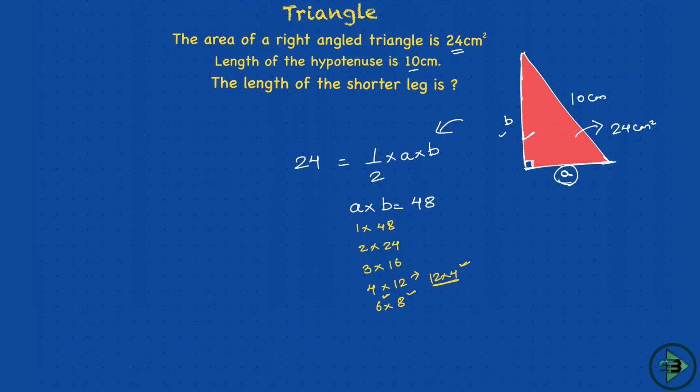The length of the hypotenuse is 10, okay, which means what? Now I'll apply the Pythagoras theorem, which means A square plus B square is equal to 10 square. Side square is equal to this. So A square plus B square is equal to what? 100. Okay, now the squares of two numbers add up to 100.